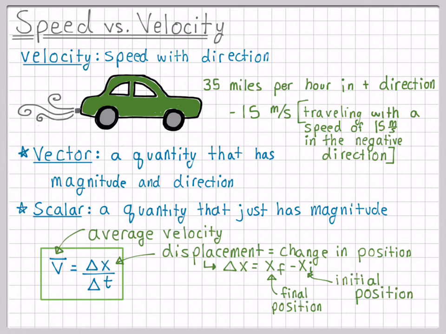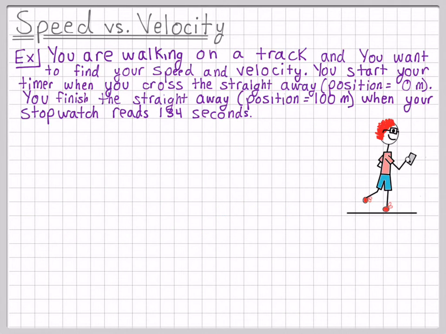So let's do an example. You are walking on a track and you want to find your speed and velocity. You start your timer when you cross the straightaway position. We're going to say the position is 0 meters, and you finish the straightaway, which your position would then be 100 meters, when your stopwatch reads 134 seconds.